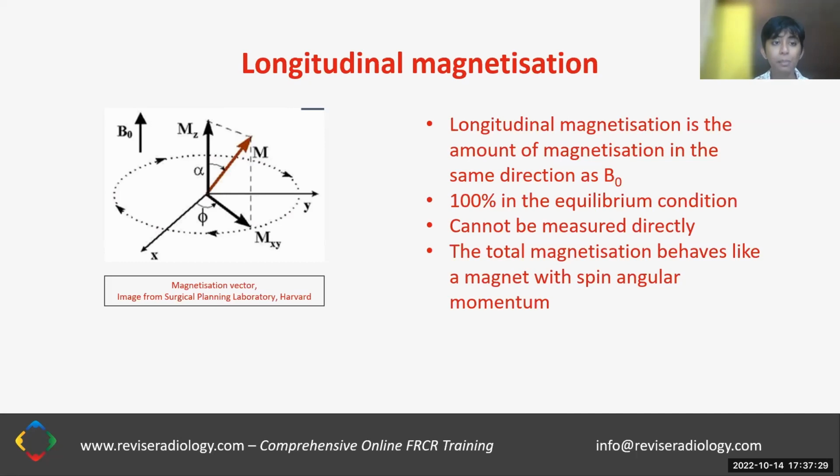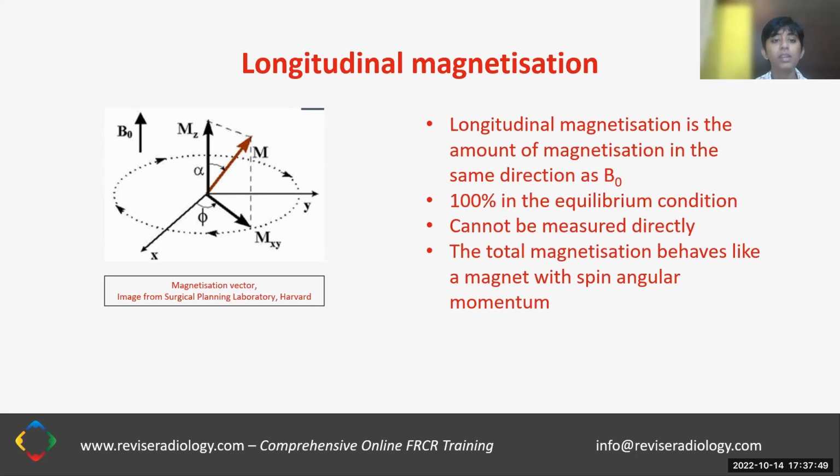Why is that? Because you might remember that we're applying a field of 1.5 Tesla, 3 Tesla. So that's a very, very strong field. The tiny amount of magnetization coming from all these protons is very small. It can't be measured with this massive magnetic field in the same direction.